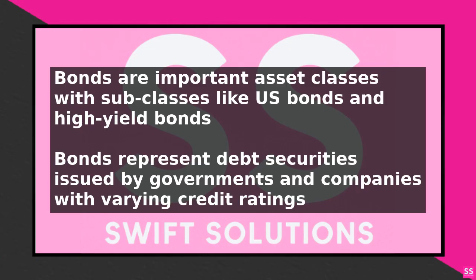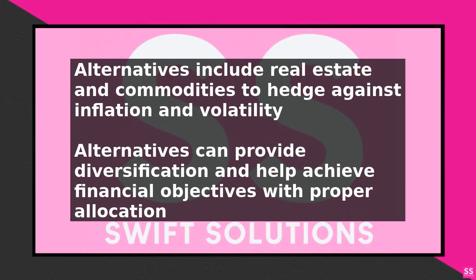Now that we have covered the different asset classes available on the Betterment platform, let's discuss how to allocate your investments across these classes. The key to building a well-diversified portfolio is to allocate your investments based on your risk tolerance and investment goals. If you are a conservative investor, you may want to allocate a larger portion of your portfolio to bonds and alternatives. If you are an aggressive investor, you may want to allocate a larger portion of your portfolio to stocks.